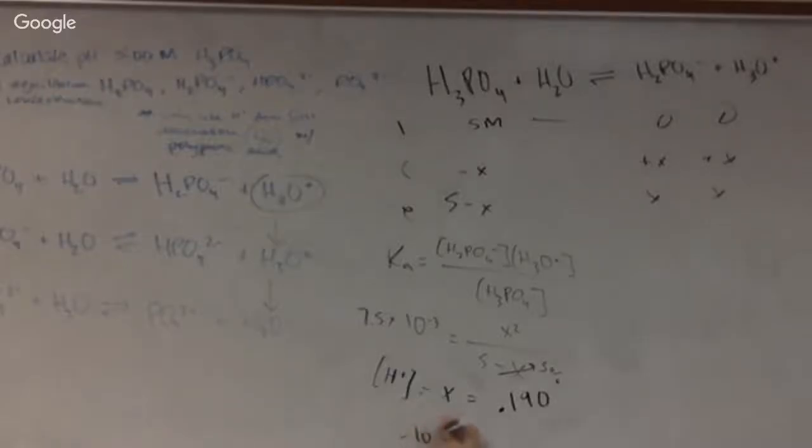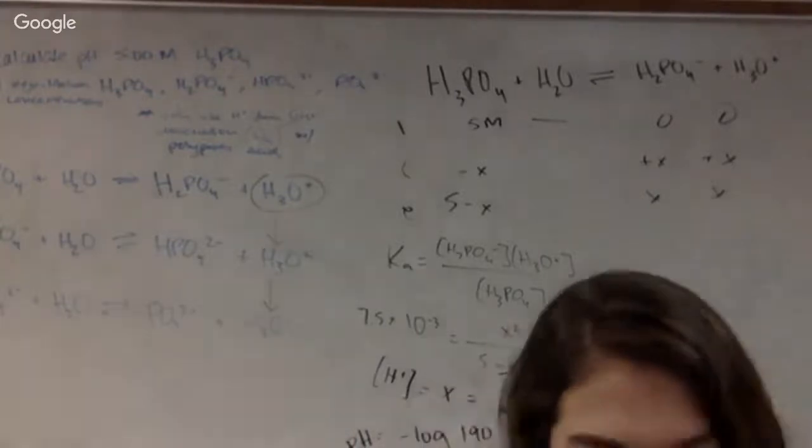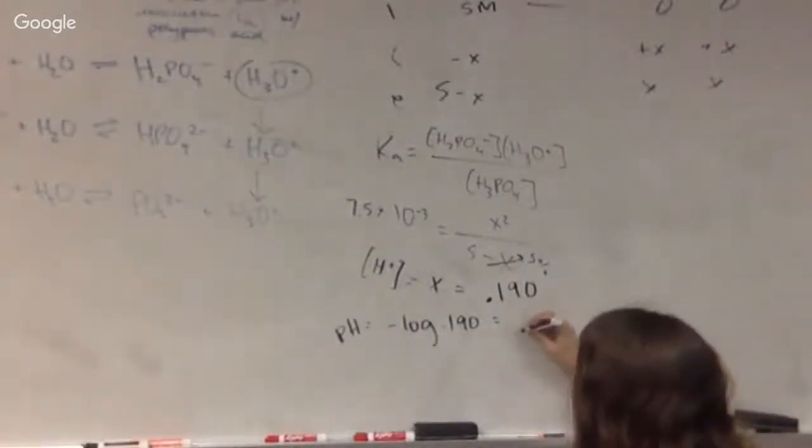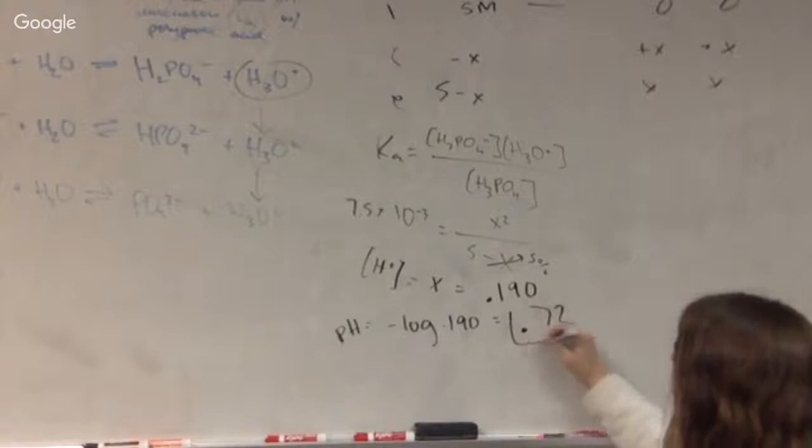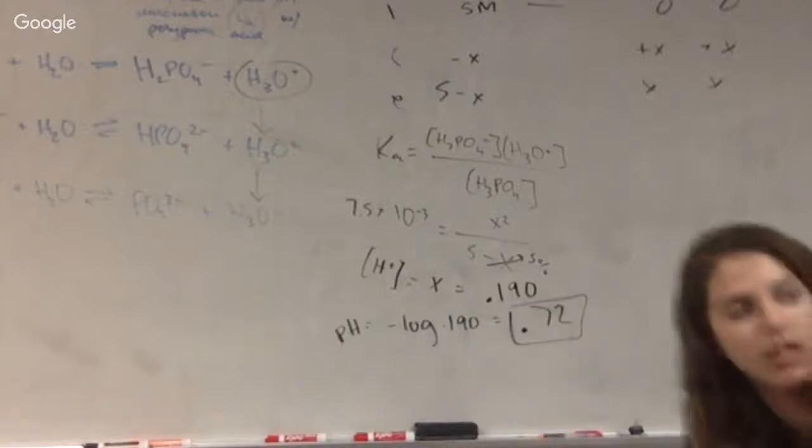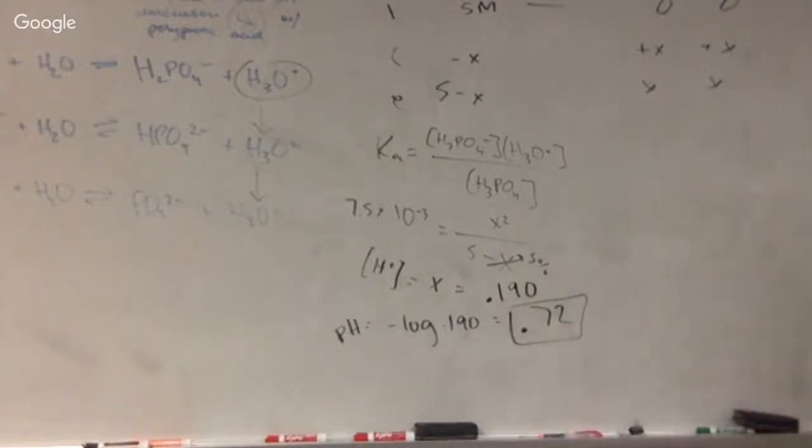Okay, did you get it, Kayla? 0.72. Okay, so this is kind of a big deal. That H plus concentration, the 0.190, is going to be our concentration. And let's be really clear here.